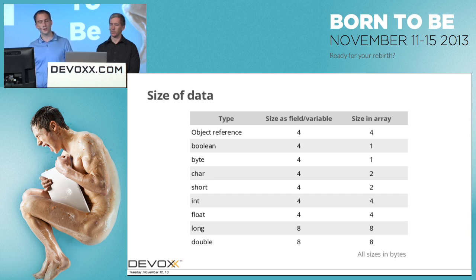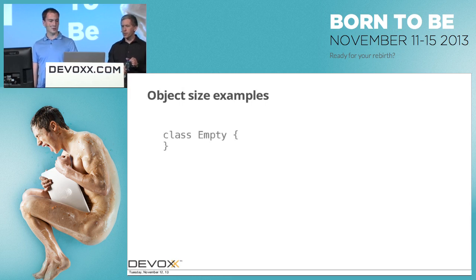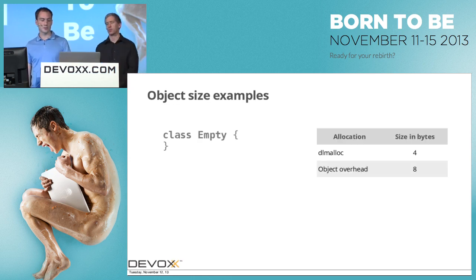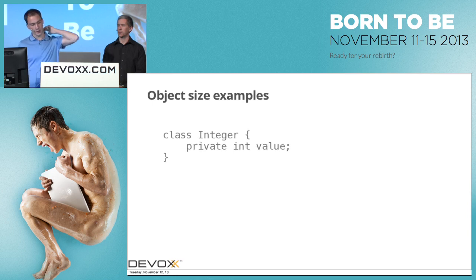Of course, in arrays, we're going to have a lot of those types. We don't round everything to 4 bytes, so a byte in an array will be 1 byte, and Booleans become 1 byte. So now I want to show you very simple examples. So imagine that you have an empty class. If you create an instance of that class, the size of the object will be the overhead of dlmalloc plus the overhead of the object structure. So that's 12 bytes. And with the 8-byte alignment, there will be 16 bytes in RAM.